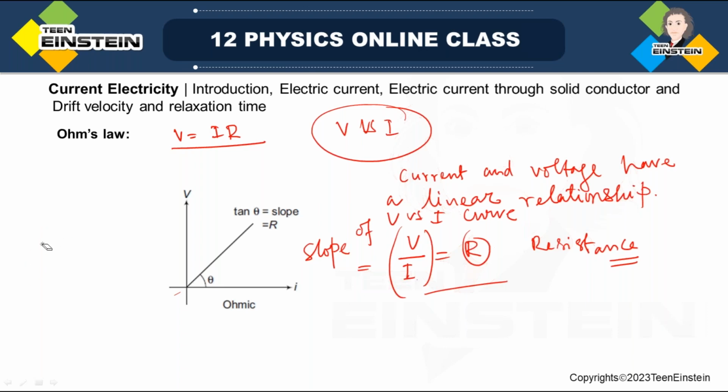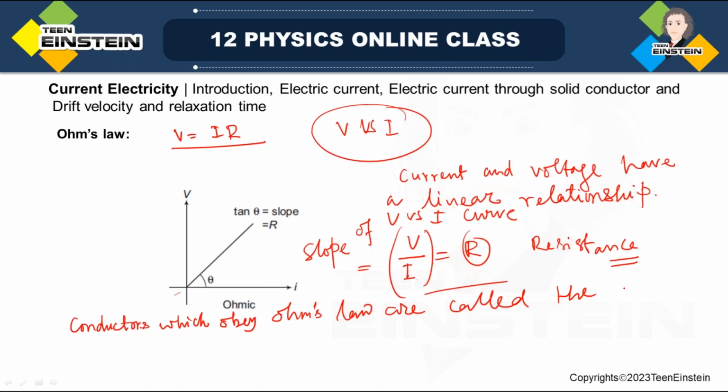So the devices or metal conductors which obey Ohm's law are called ohmic conductors. Copper, silver, iron, etc. are all ohmic conductors.